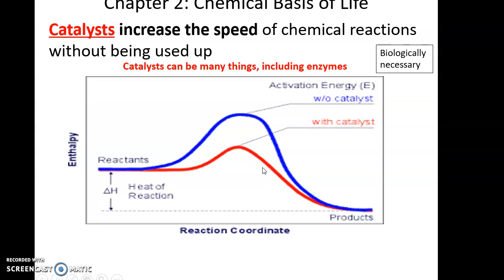And there are many things that can be catalysts in the human body. The most common type of catalyst is enzymes. Enzymes are proteins. Enzymes are produced by our body. Enzymes are catalysts that will speed up specific chemical reactions. We need them to be able to function. And that is it for this part of the lecture.